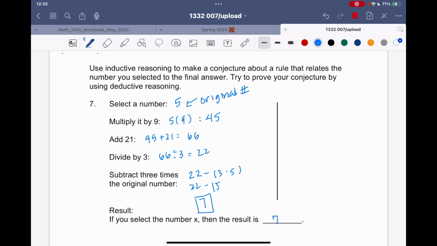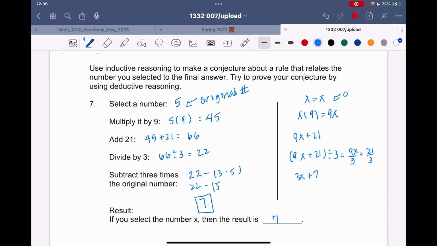So let's try this with a variable to make it a little bit more challenging. So x is going to equal x, and then we're going to multiply x times 9, which is going to give us 9x. Then we're going to add 21, 9x plus 21. And then we're going to divide by 3. So 9x plus 21, all of this divided by 3, ends up being 9x divided by 3 plus 21 divided by 3. So I get 3x plus 7.